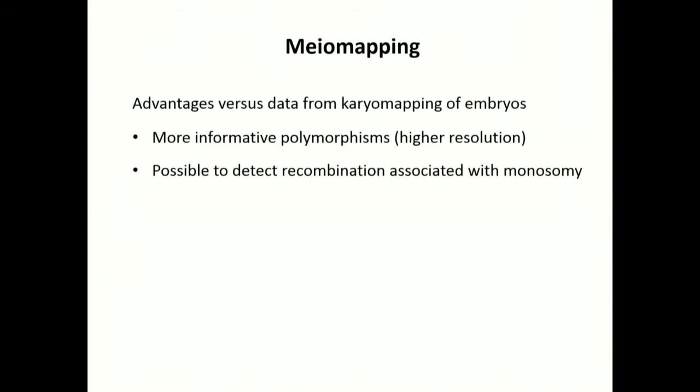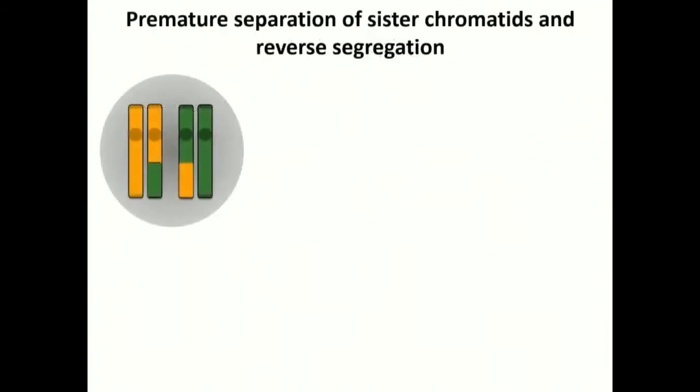It's also possible to detect recombination that has been associated with monosomy. When we're looking in the embryo, we can't really tell what's happened during meiosis when a monosome has been produced because the chromosome is simply not there. So we don't know whether it recombined or where it recombined. In this instance, because you have the other products of meiosis, you can see exactly whether there was any recombination on those affected chromosomes.